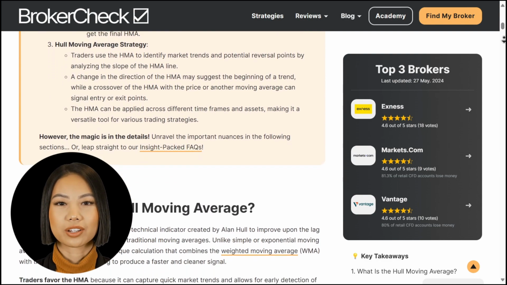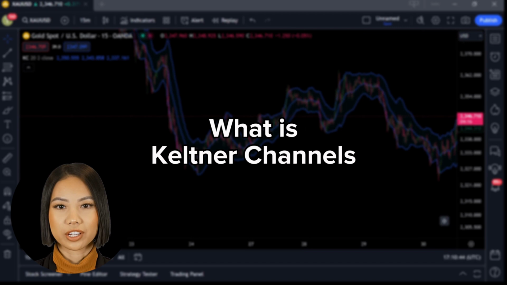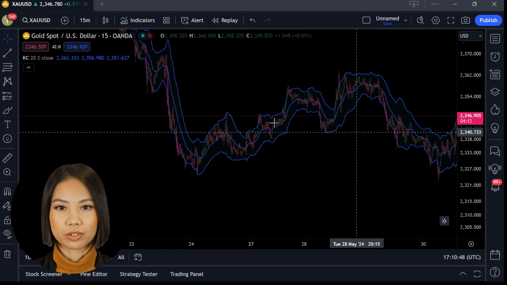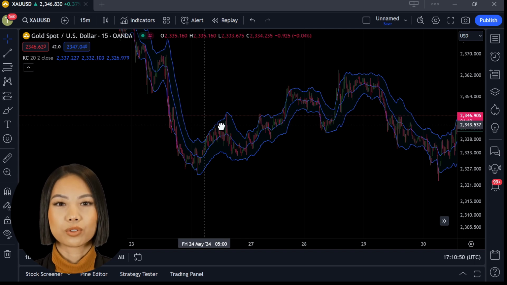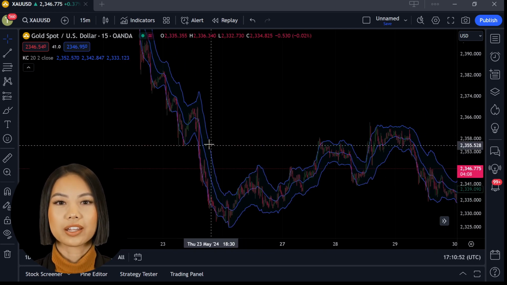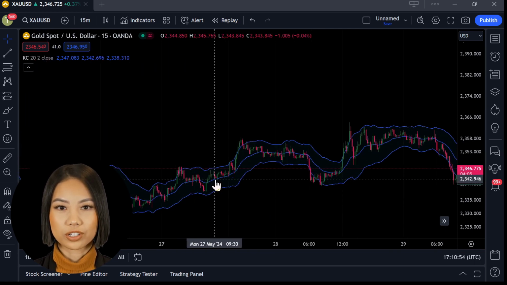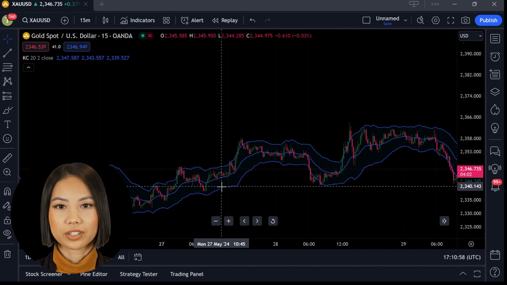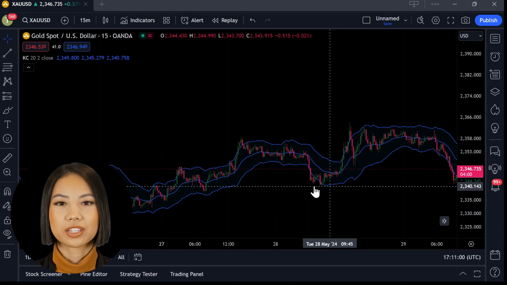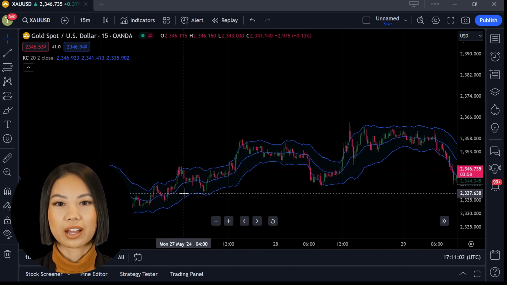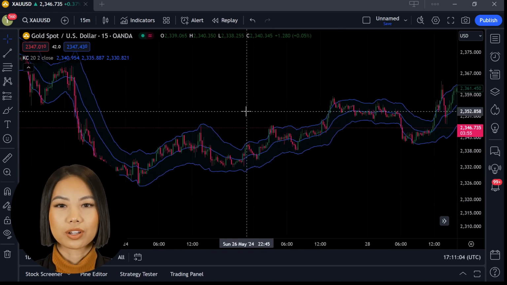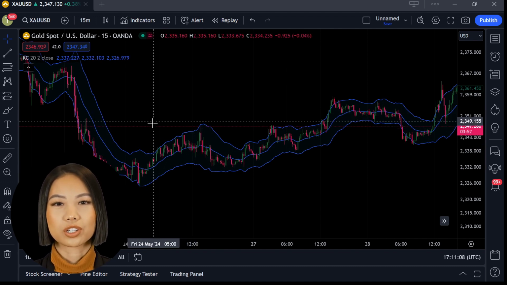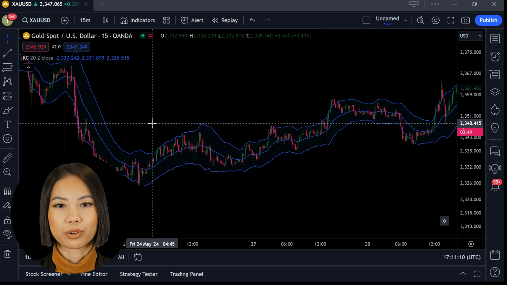Let's get started. What is the Keltner Channels indicator? Keltner channels are a type of volatility-based envelope indicator. They consist of three lines: a middle line, an exponential moving average, or EMA, and two outer lines that are set a certain distance away from the EMA. This distance is typically calculated using the average true range, ATR. These channels help traders identify overbought and oversold conditions, as well as potential breakout points.